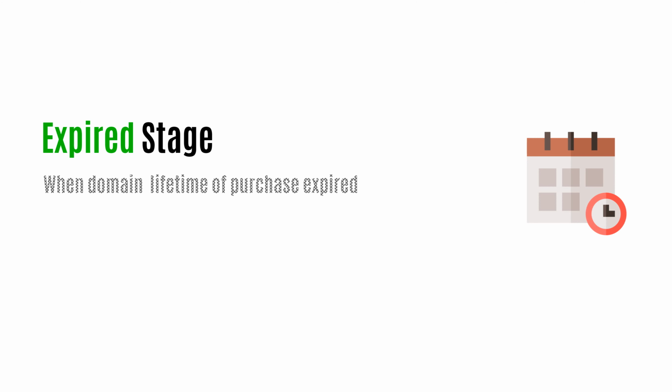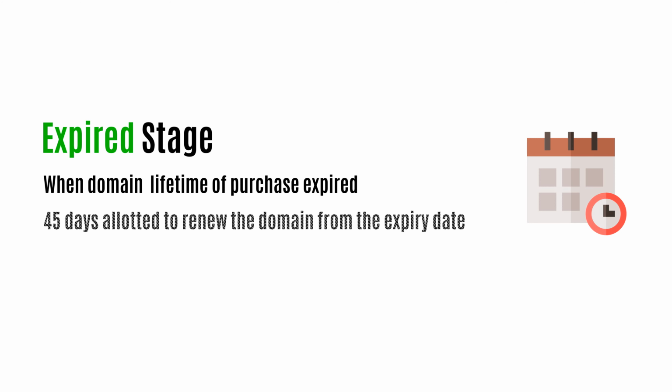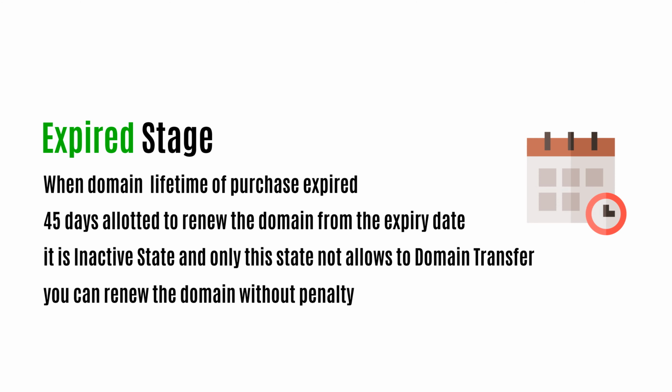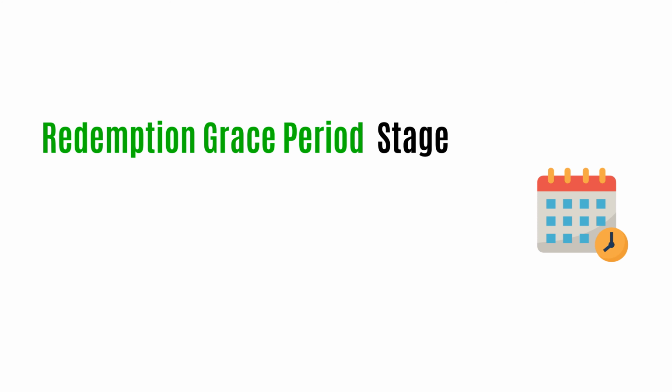Expired phase. In this phase, if the registered domain is not renewed within a particular expiration date, it will go to the expired stage. Here, the domain stays for 45 days, but it will not work until you renew it. After the renewal, it will be reactivated again. If not, it will go to the redemption grace period.